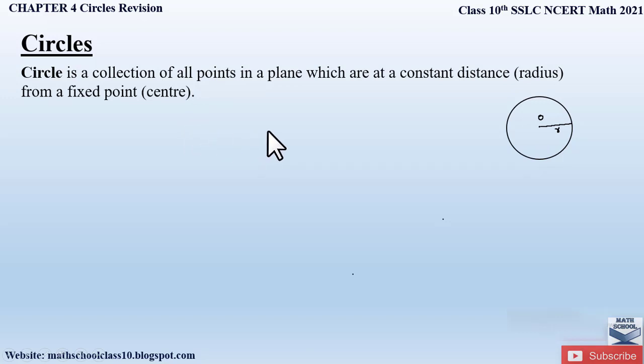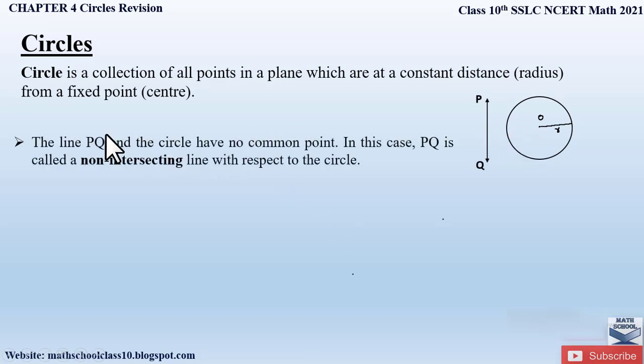So now let us consider a circle and a line PQ. Here there can be three possibilities. The first possibility is that the line PQ and the circle have no common point. Here you can see that the line PQ and the circle have no common point. So PQ is called the non-intersecting line with respect to the circle because this line PQ is not intersecting the circle. This is the first case.